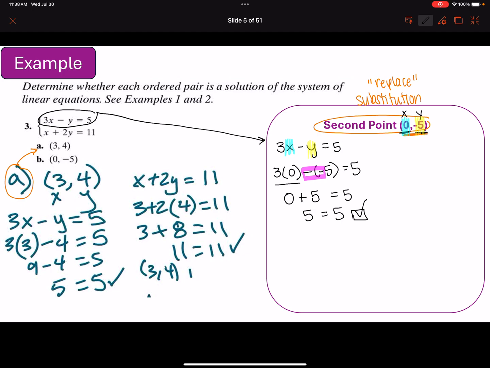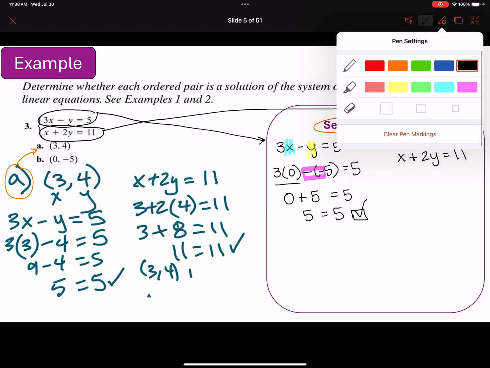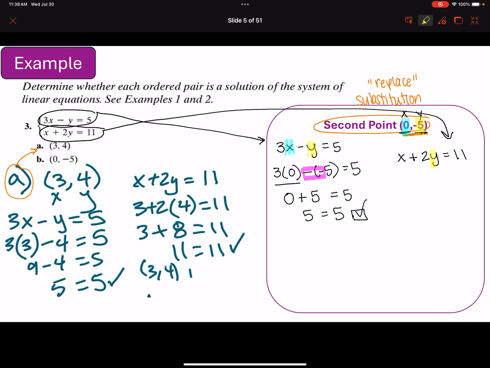It's on that line. Now I have to check my second equation. So I bring my second equation over, which was x plus 2y equals 11. So using the same substitution strategy, I'm going to replace y with -5, and I'm going to replace x with 0. So let's try that out. I've got 0 plus 2 times -5 equals 11.